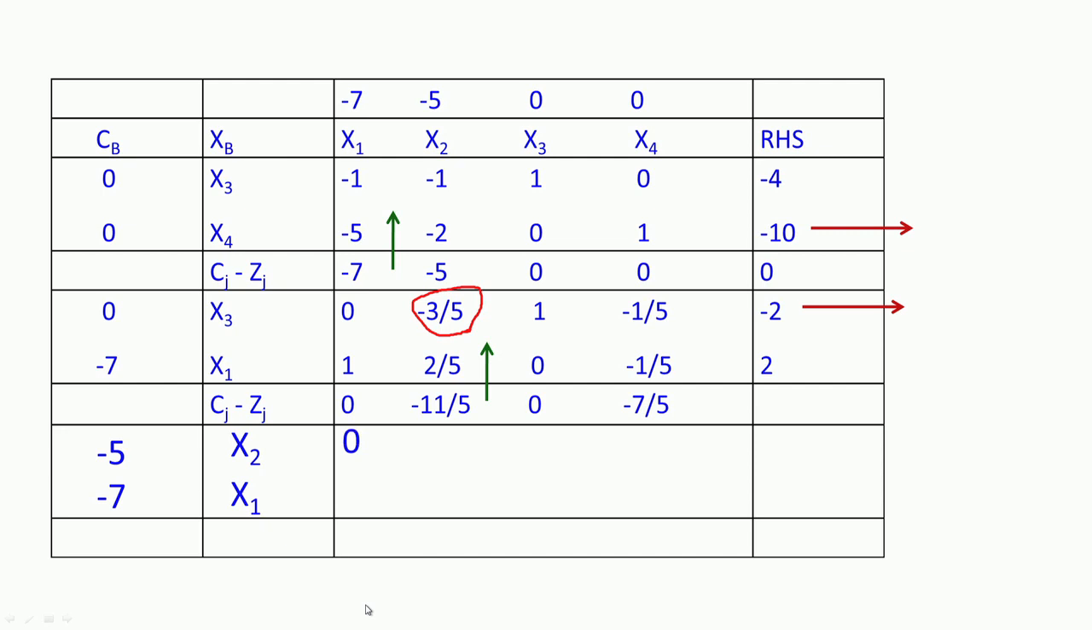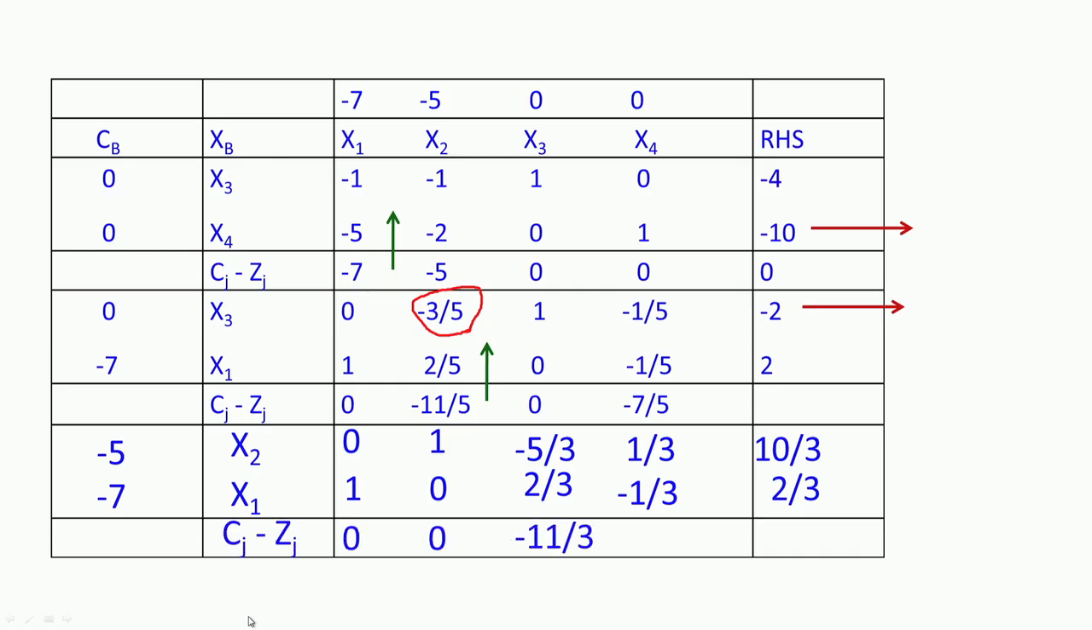Now divide by the pivot element, 0, 1, minus 5 by 3, 1 by 3 and 10 by 3. Now I need a 0 here, this minus 2 by 5 times 1 is 0, continue with those operations, you will get 2 by 3. Now Cj minus Zj are 0, 0, minus 11 by 3, minus 2 by 3.